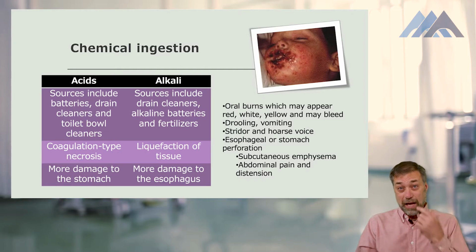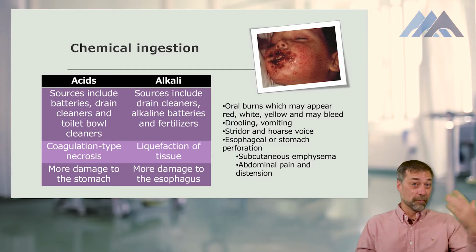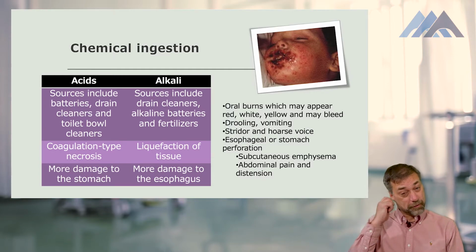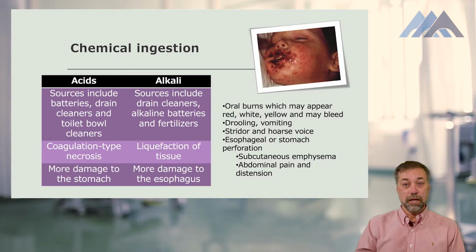With alkali, you always have to consider the possibility of an esophageal or stomach perforation. Not only when they arrive, but even after arrival, because they're going to continue to have damage after the initial ingestion that can lead to a delayed perforation. So you want to watch for a new onset subcutaneous emphysema of the face or abdomen. You want to look for a new onset abdominal distension, a new onset of pain, anything that could indicate that the patient is perforating after an alkali ingestion.